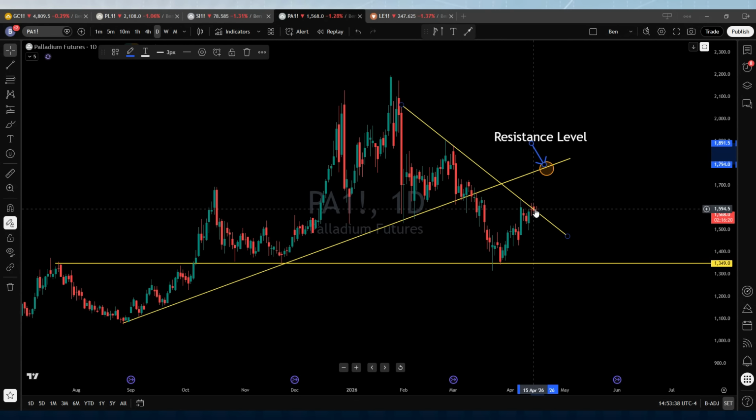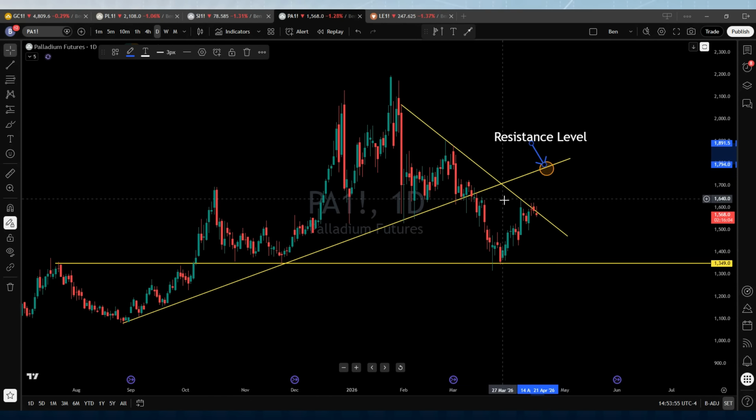If you're more of a bull and you think that palladium has a lot further upside, what you want to do is, if you're already long, you want to wait for this downsloping trend line to break confirmation, and that can give you more of an idea of where the upside target could go.